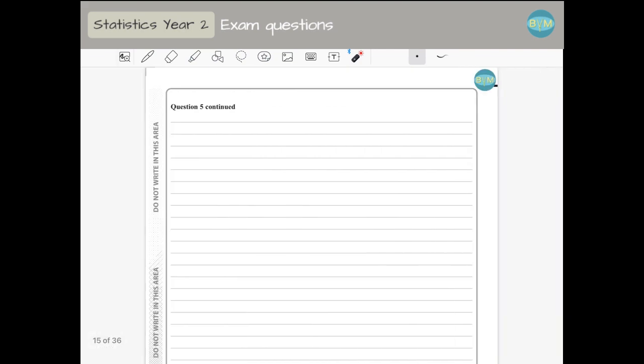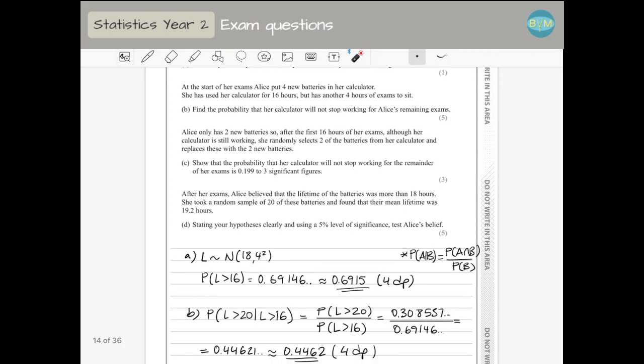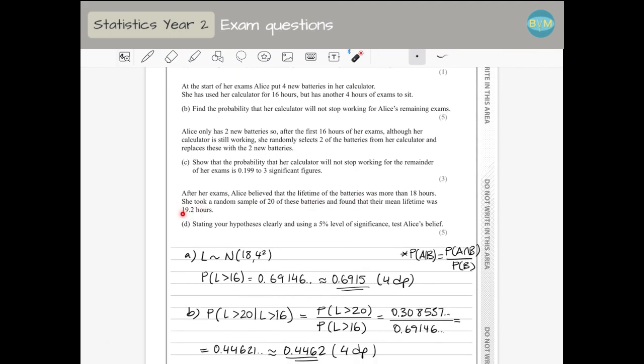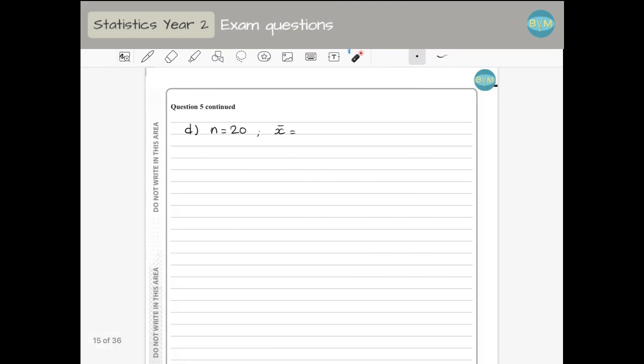So for D, she's checking 20 batteries, so n is 20. The observed value was 19.2 hours. The significance level, or level of significance, is 5%.